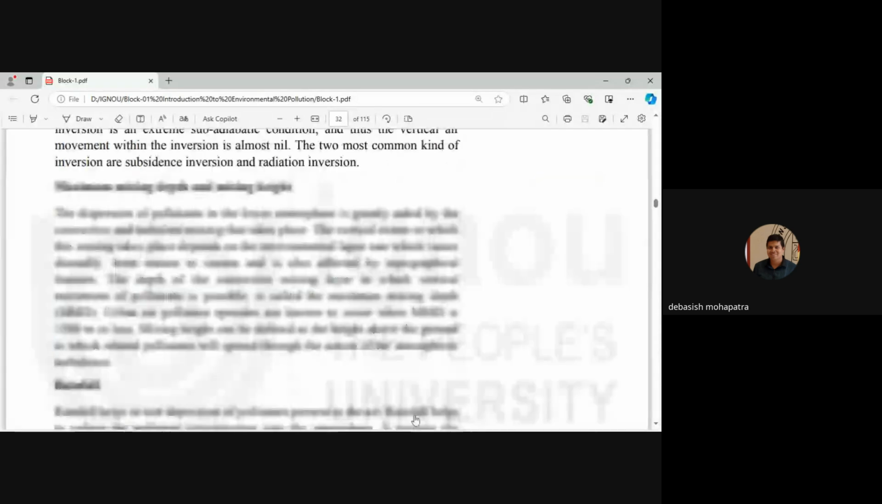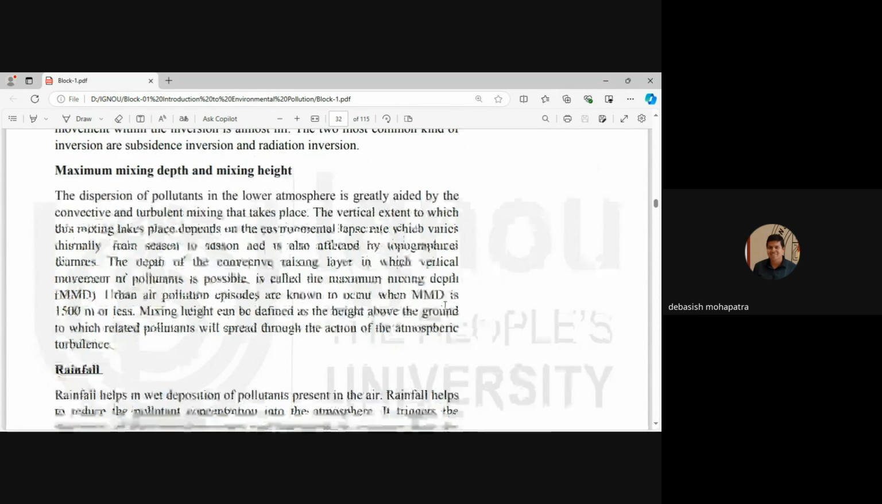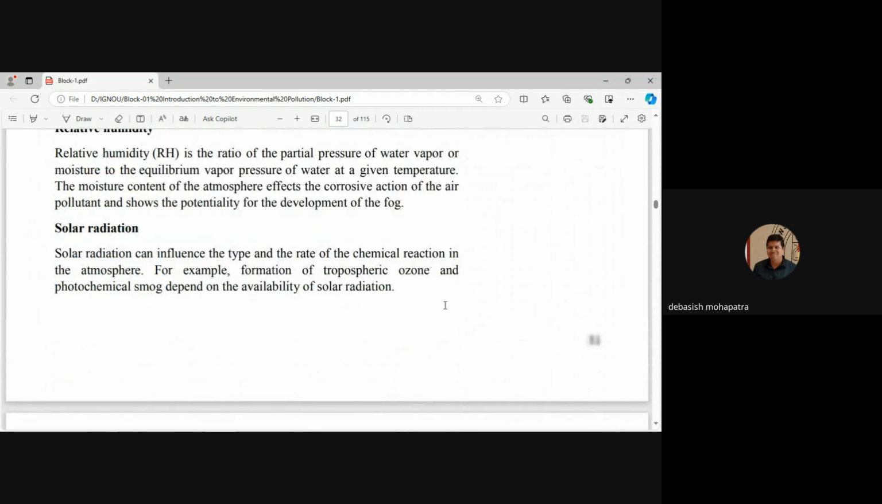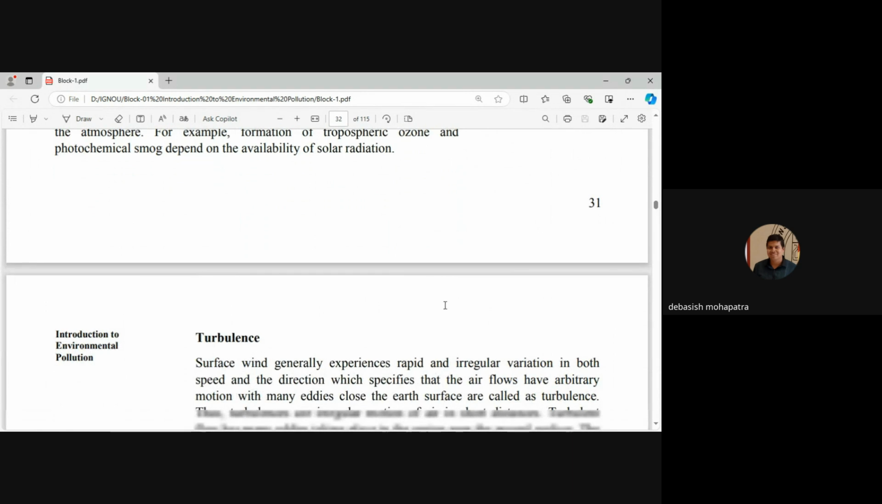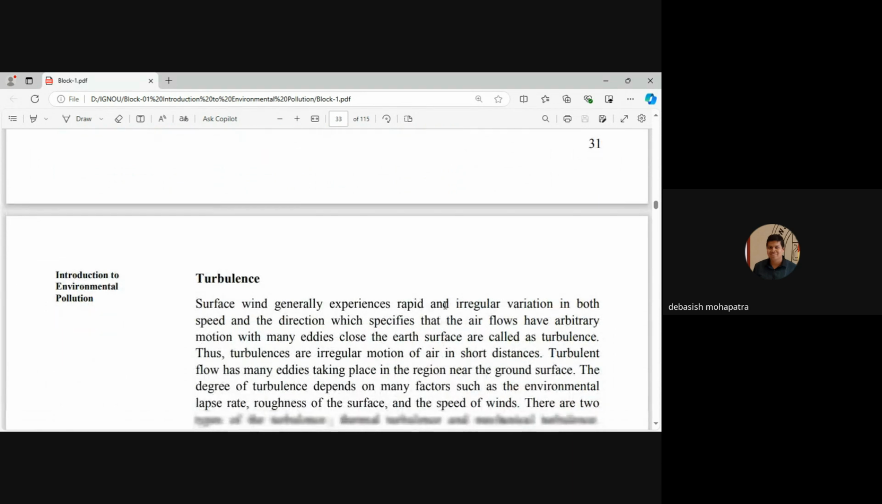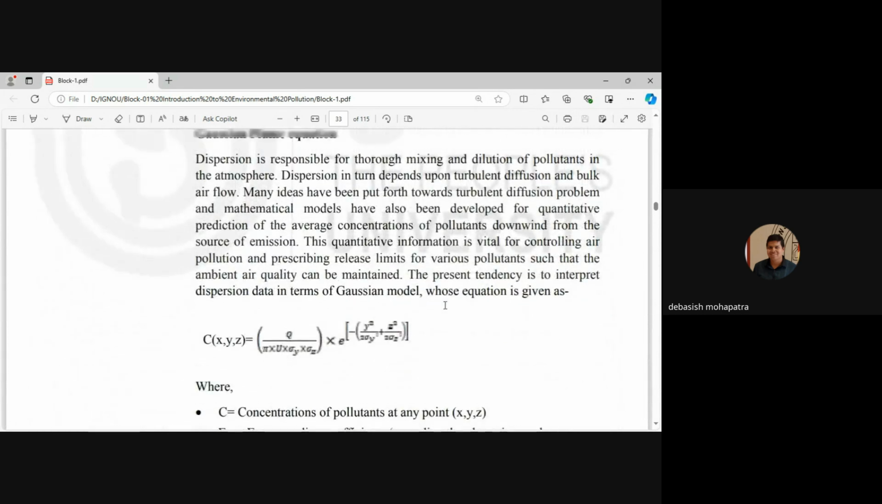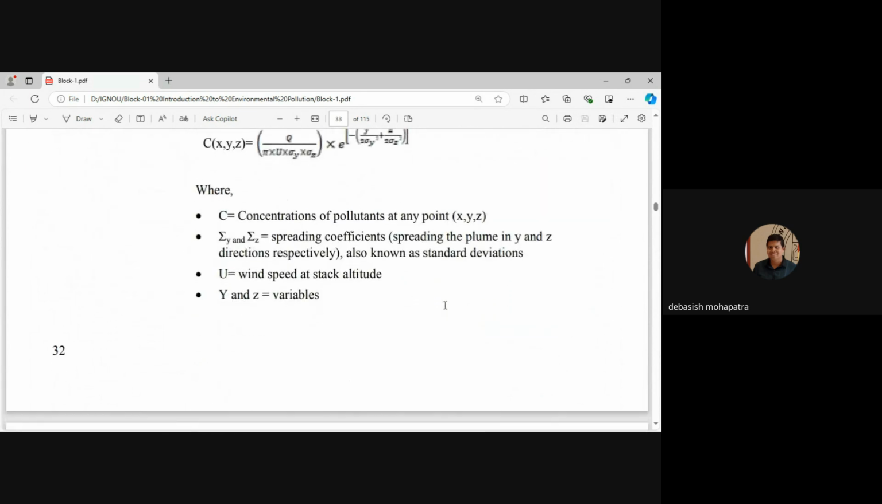So last class we had completed temperature inversion and everything. Gaussian Plume equation also we had completed.